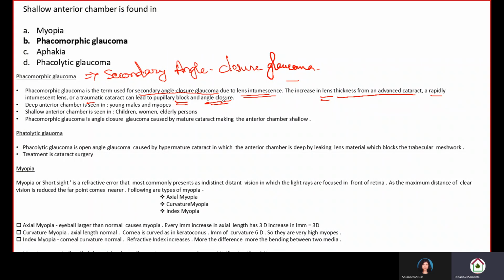So phacomorphic glaucoma is the term used for secondary angle closure glaucoma. And the increase in the lens thickness from an advanced cataract. So what happens? Lens thickness increasing from an advanced cataract. Why is lens thickness increased? Advanced cataract occurs first, and lens thickness increases rapidly, with an intumescent lens or traumatic cataract, which can lead to pupillary block or angle closure.